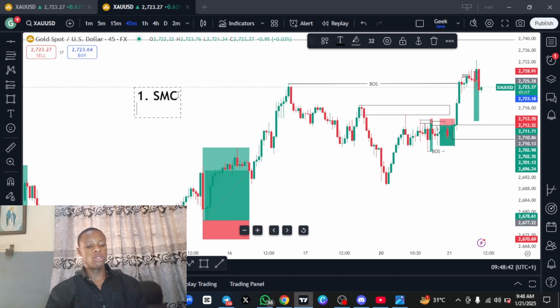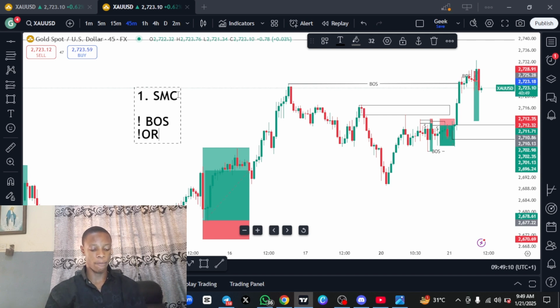And like I told you guys, I have just 3 steps to SMC. The first step now is my break of structure. That's the first step that I consider with trading with this SMC. And then the second step I look out for is my order block. Order block is the second one. Order blocks or breaker blocks.